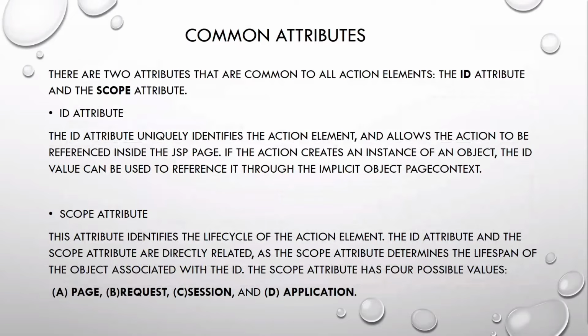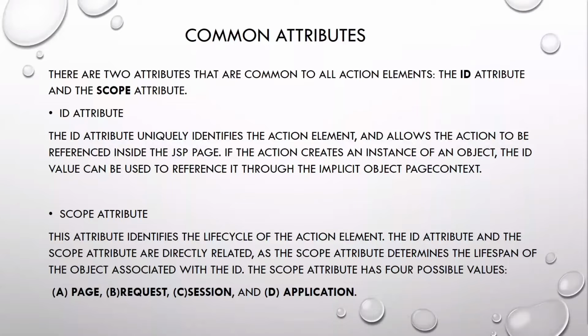Common attributes. There are two attributes that are common to all action elements, the ID attribute and the scope attribute. ID attribute: the ID attribute uniquely identifies the action element and allows the action to be referenced inside the JSP page. If the action creates an instance of an object, the ID value can be used to reference it through the implicit object pageContext.